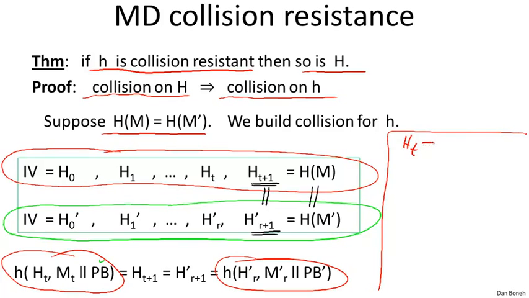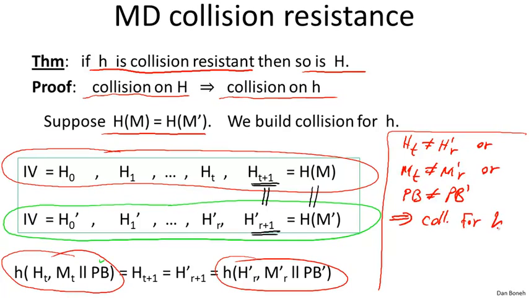So let's write it out more precisely. If ht is not equal to h prime r, or mt is not equal to m prime r, or the padding blocks are distinct, then we have a collision for the compression function h, and we're done. We can stop. So the only way we need to continue is if this three-way disjunction doesn't hold. What does it mean that this disjunction doesn't hold? Well, the only reason we need to continue is if the second to last chaining variables are equal, the last blocks of the messages are equal, and the two padding blocks are equal.